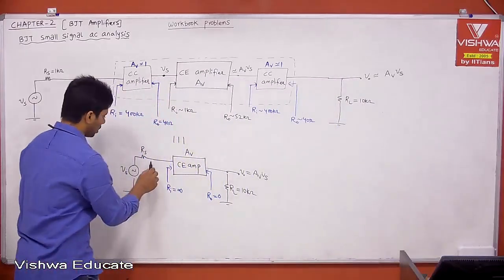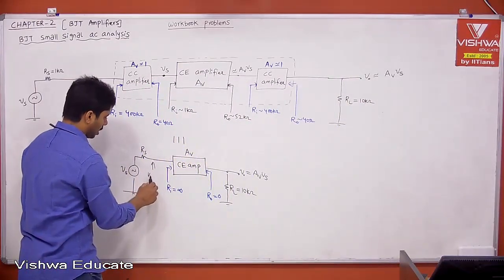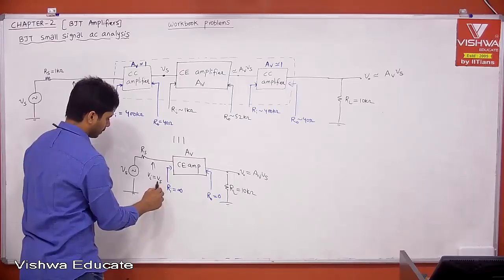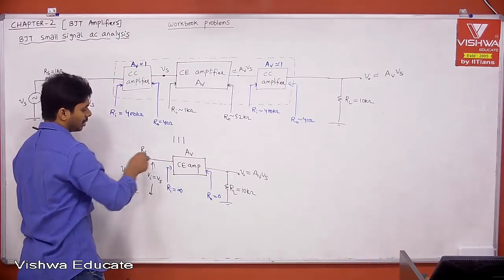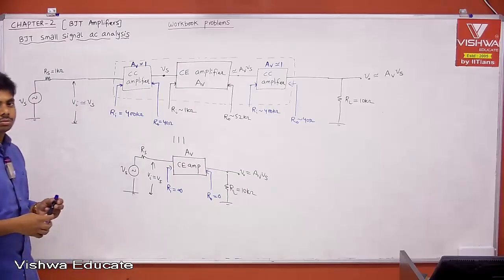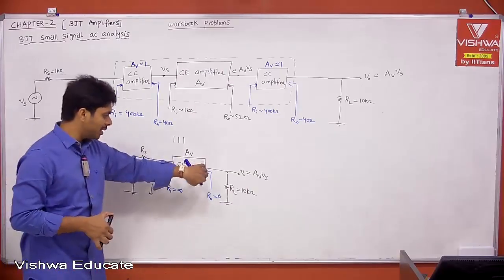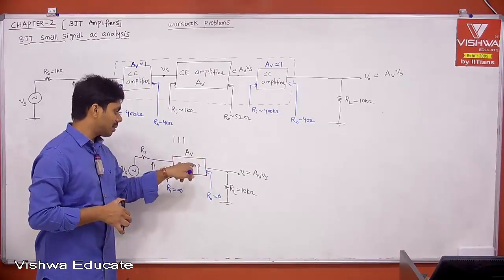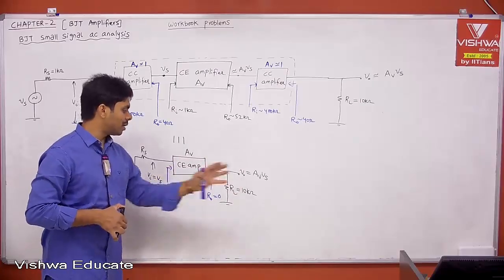Here this is nothing but Vi is equal to Vs, because Ri is infinity, there is no current, then there is no drop across Rs. The drop across Rs is 0. Similarly, there is no internal drop because of the output impedance of the CC amplifier. The entire voltage is applied to your load.